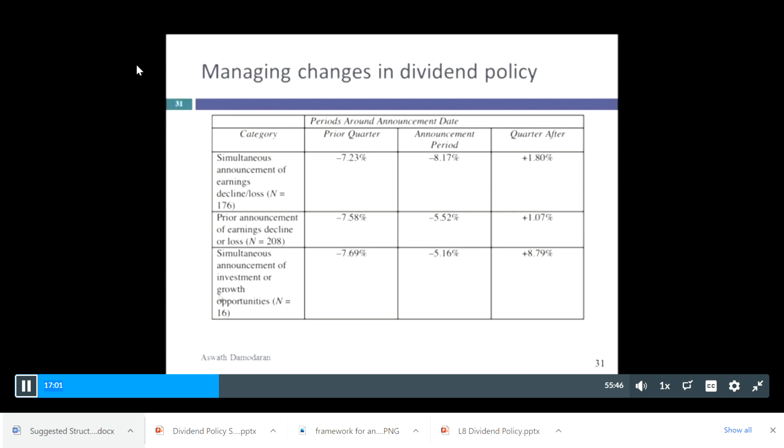If they truly do have investment opportunities that are good, and they don't have enough cash without cutting the dividend, then that's what they should be doing, is cutting the dividend and reinvesting, right? So we see that there.